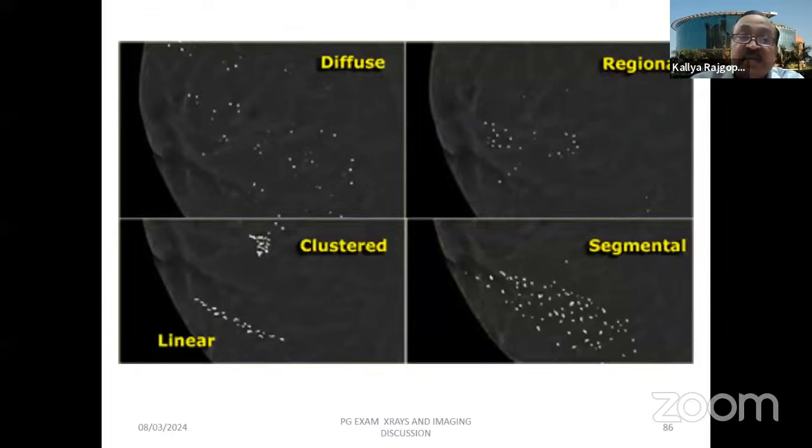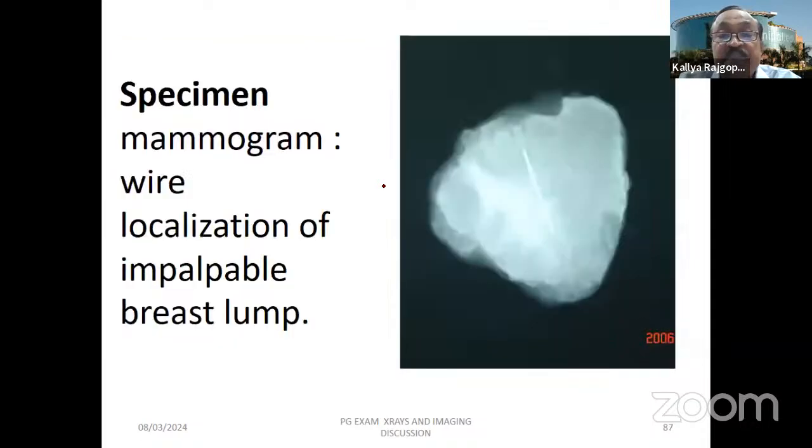This is just again shared from the internet. You can see a diffuse one. This is what I mean by cluster, one cluster. And this is one segment. This is one regional. So these are some of the various forms of calcification which you get in mammogram. These are some of the favorite questions: microcalcification, diffuse, branching, linear, thin, fine, clustered, segmental. Spiculated margins reflect the architectural distortion. So these are findings in a mammogram.